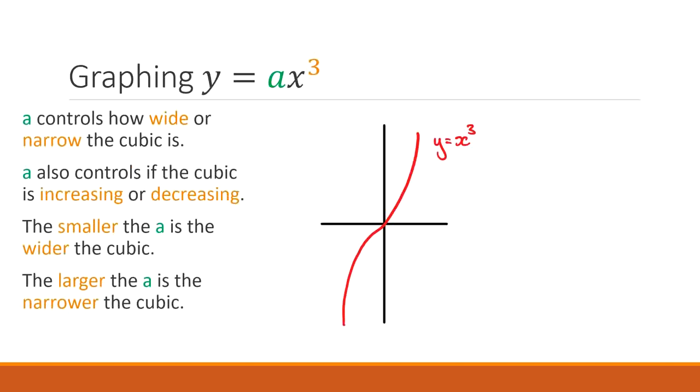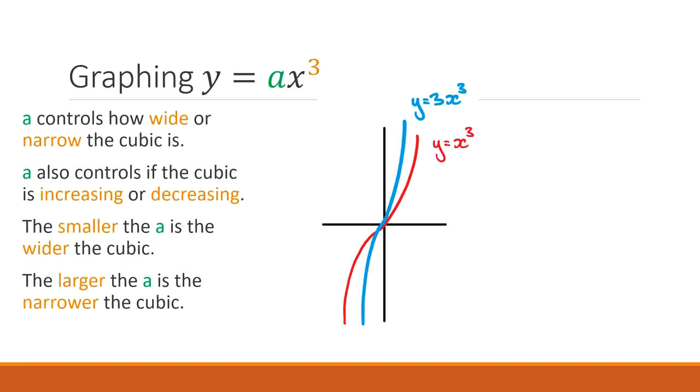When we're graphing y equals ax cubed, it's very similar to what a parabola is. So a still controls how wide or narrow the cubic is, as well as if the cubic is increasing or decreasing. Again, the smaller the a value, the wider the cubic, so the further away from the y-axis. And the larger the a value, the closer to the y-axis the cubic is, so the narrower the cubic is. On your screen you can see y equals x cubed, and that's the basic function.